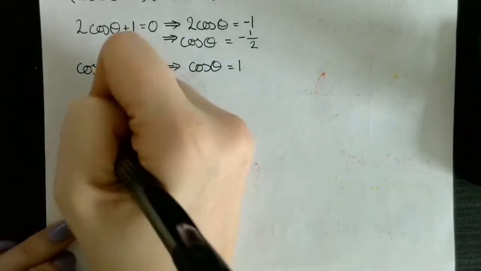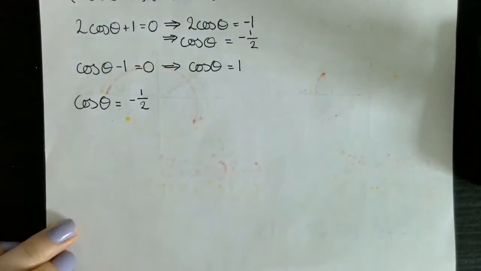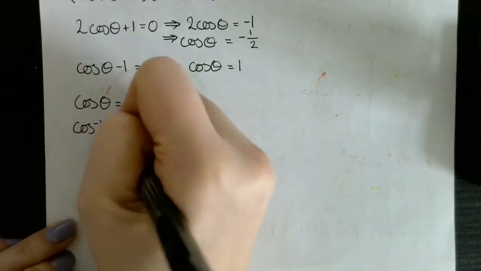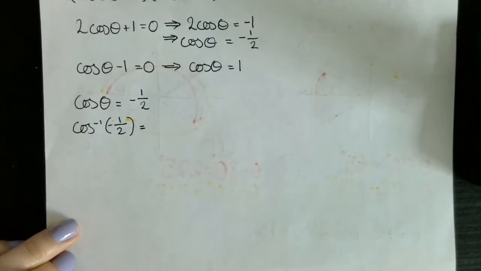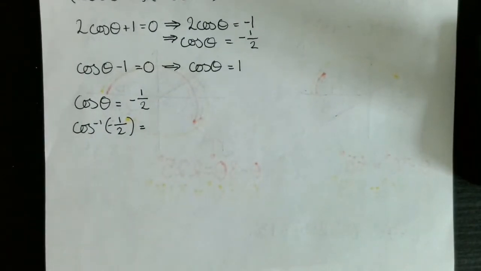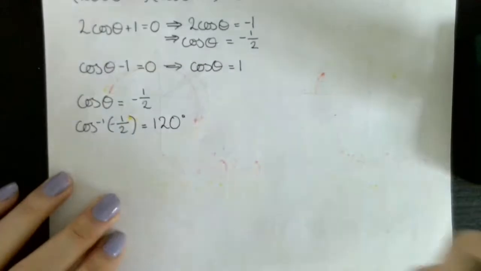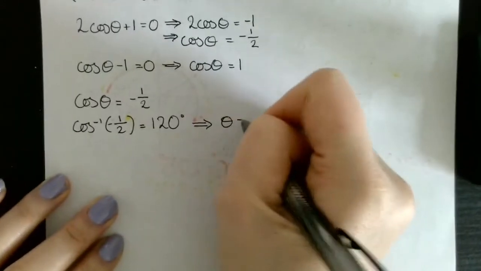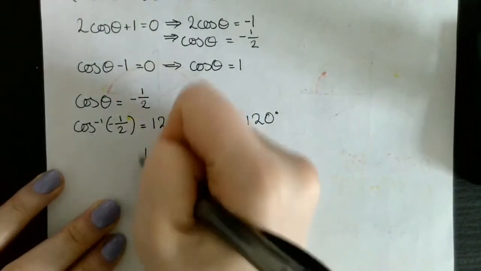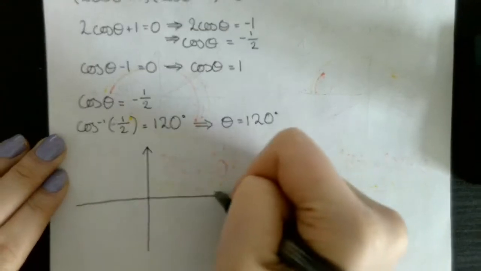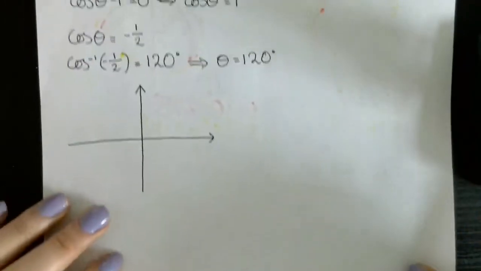So I'm going to start by looking at when cos theta equals a negative half. In my calculator, I'm going to find that first value of theta. So cos inverse of negative a half, that is equal to 120. So we know that our first value of theta is 120. But we're going to have to draw our CAST diagram to find out what other values of theta in our interval satisfy cos theta equals negative a half.